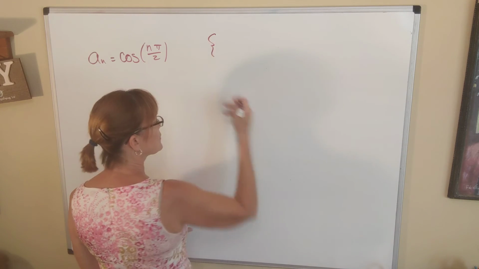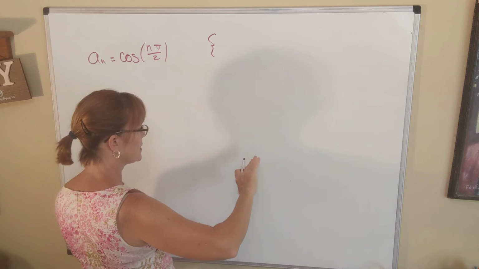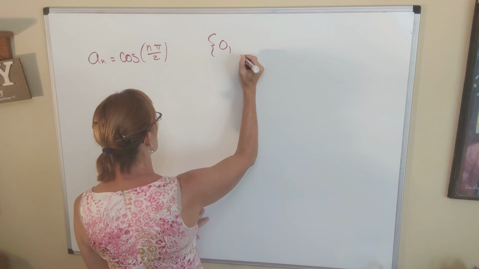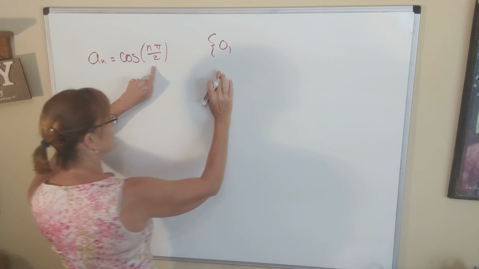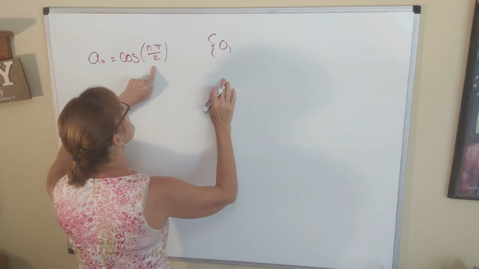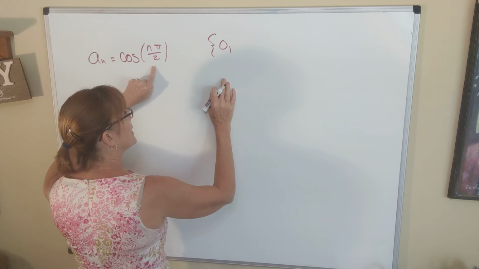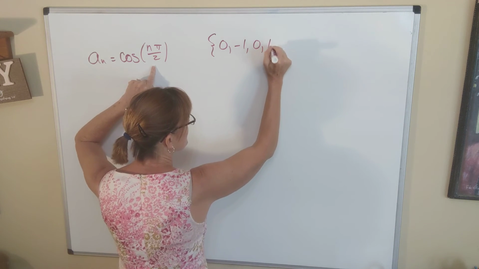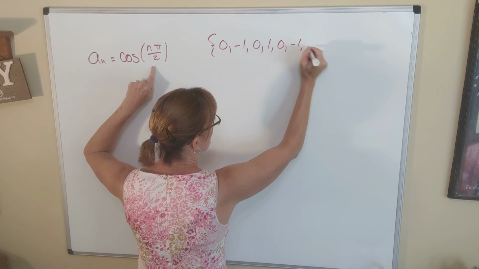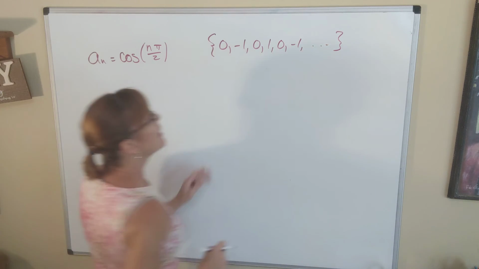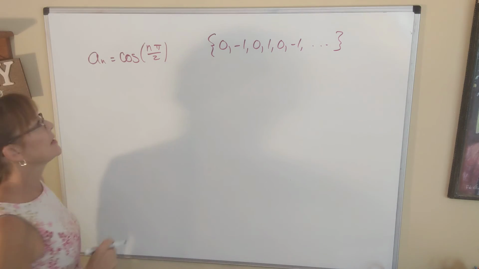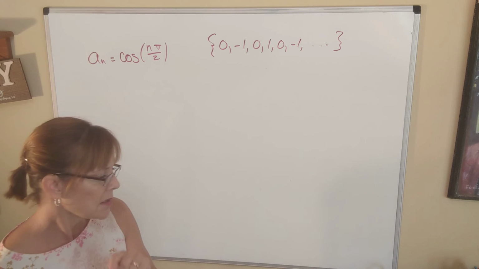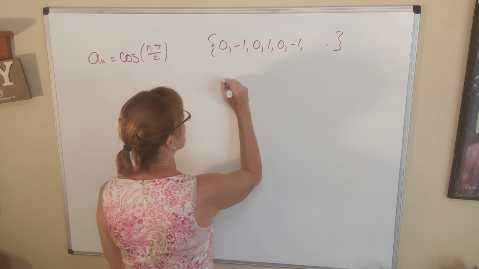Remember what this pattern was? It was going around the unit circle, right? And so at 0, it's 0. At 1, it is the cosine of pi over 2, which is 0. And then when n is 2, it's the cosine of pi, which is negative 1, and then it was 0, and then it was 1, and then it was 0, and then it was negative 1, and so on. This is not converging to anything. It is not increasing or decreasing. It's toggling back and forth. So this is not monotonic.